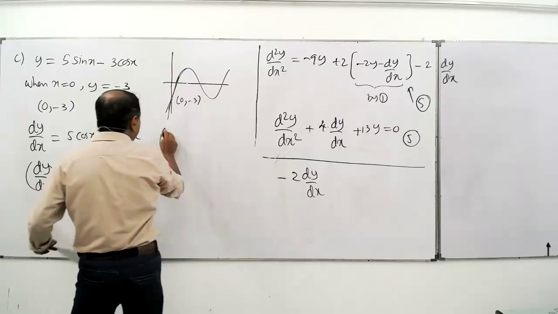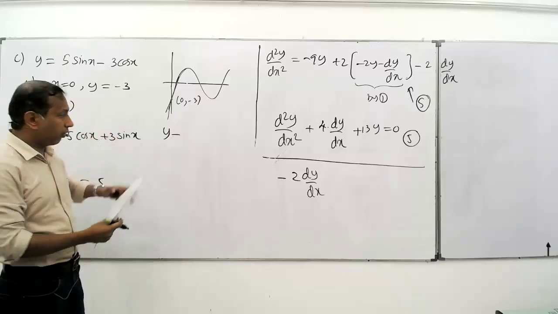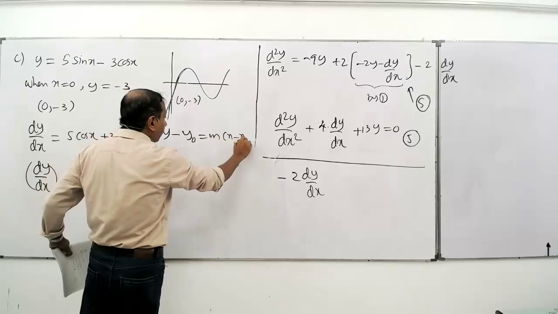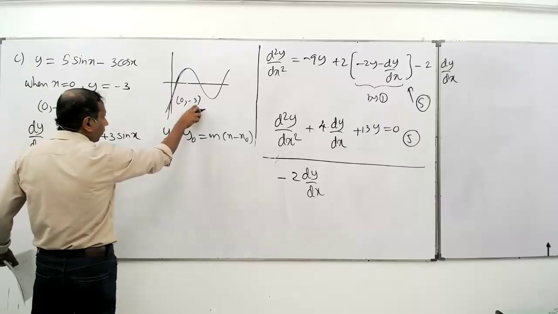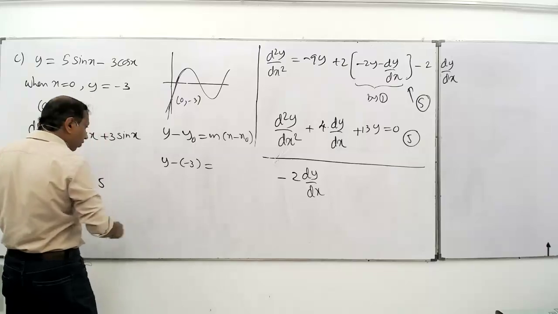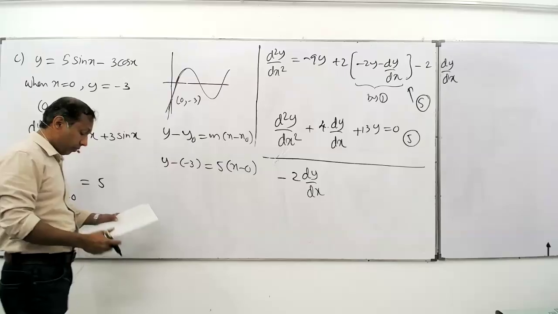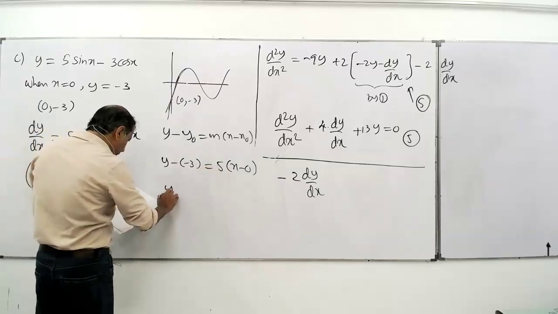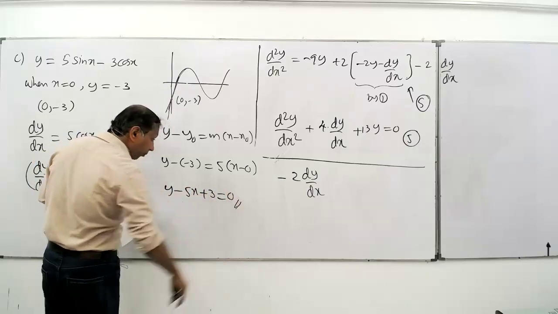So now you can use the straight line. Listen, we learned how to write the equation: y minus y naught equals m times x minus x naught. Dy by dx means, people, the gradient. Y naught is this, minus 3. Put that here. M is the gradient, finally found. X minus x naught is 0, right? So this gives us, taking this to the left hand side, y minus 5x plus 3 equals 0, right? Okay.